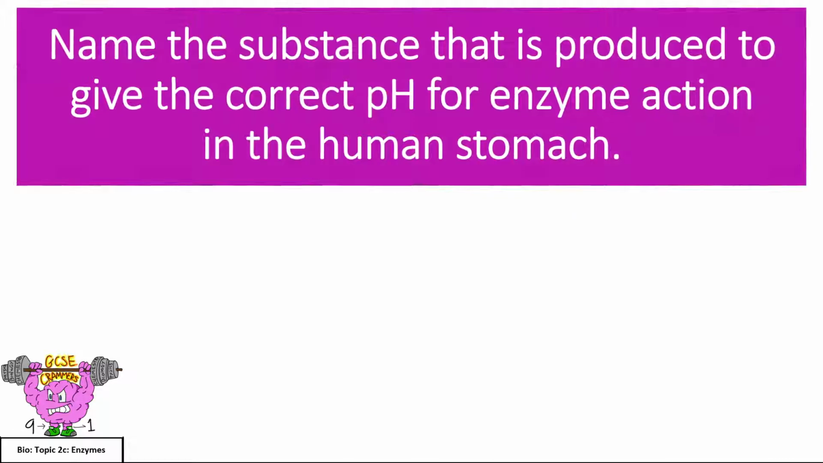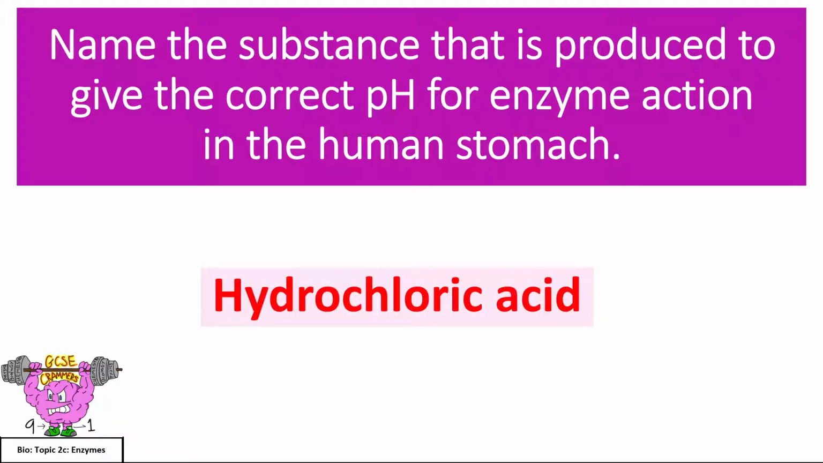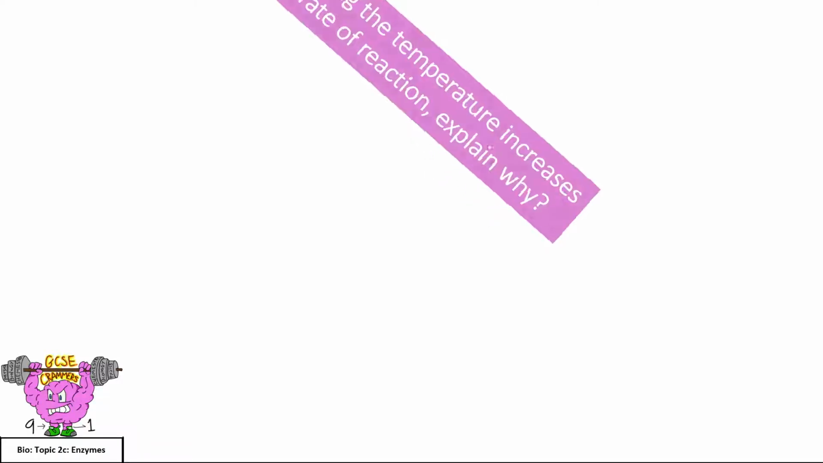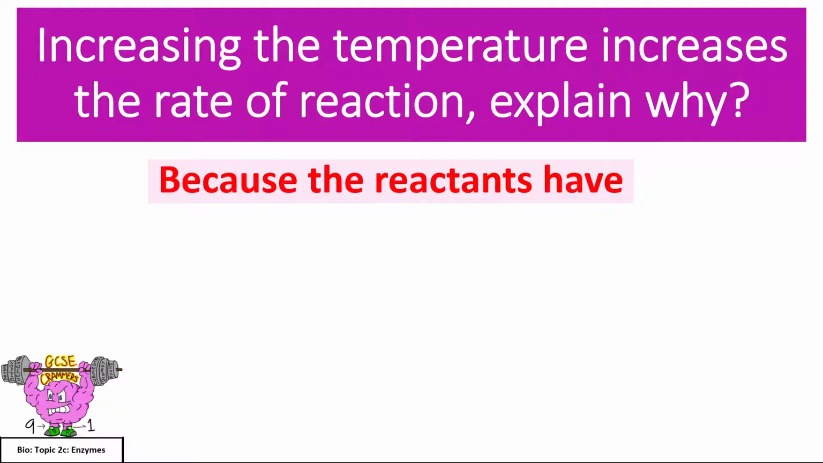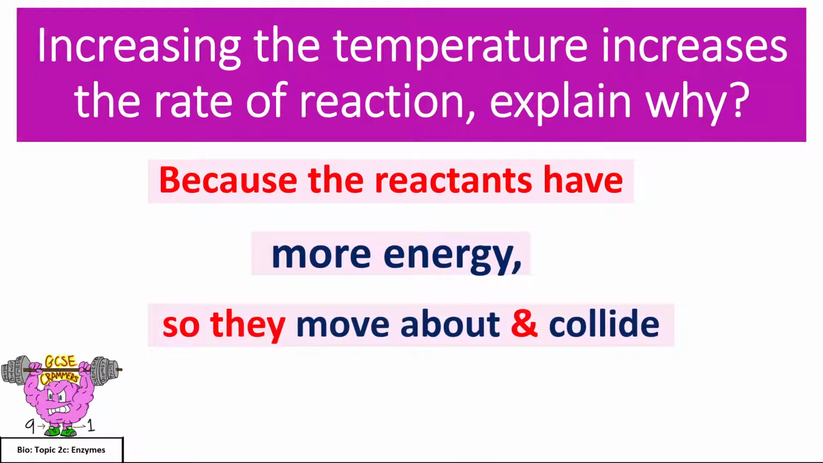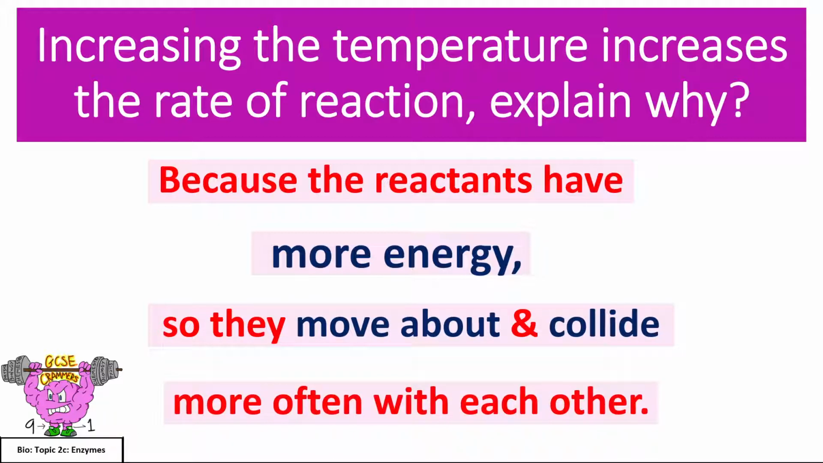Name the substance that is produced to give the correct pH for enzyme action in the human stomach. It's hydrochloric acid. Increasing the temperature increases the rate of reaction. Explain why. Because the reactants have more energy, so they move about and collide more often with each other.